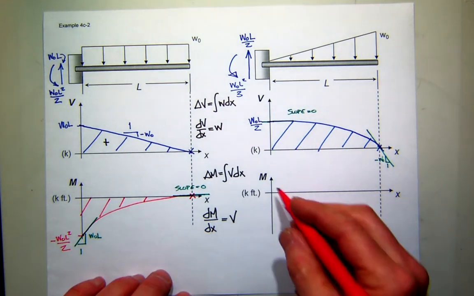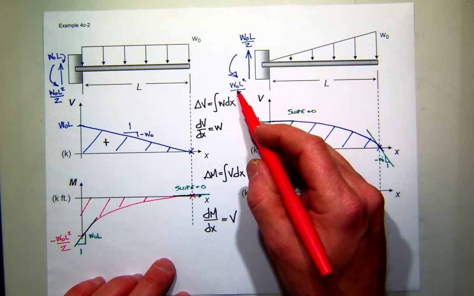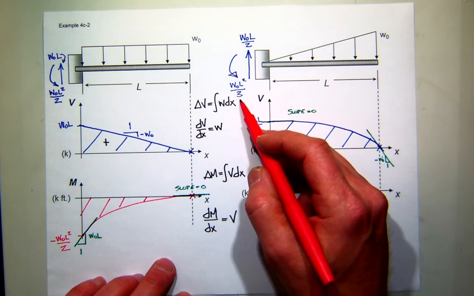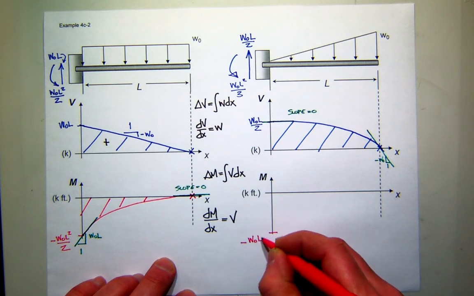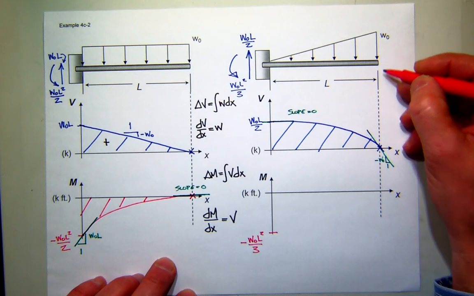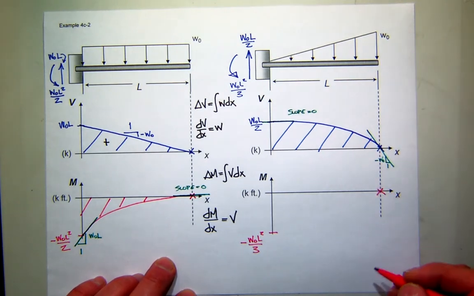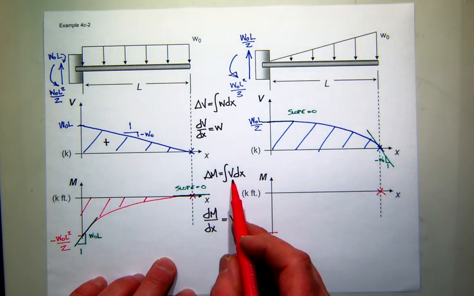So let's start with the moment. What's the moment at the left side? Is this a positive or negative bending moment? Negative. So we're going to start off at negative W naught L squared over 3. What's the moment at the free end? 0. Now is the time where you can see that this particular graphical method may give you a little bit of a challenge, because the change in moment is the area under the shear diagram.